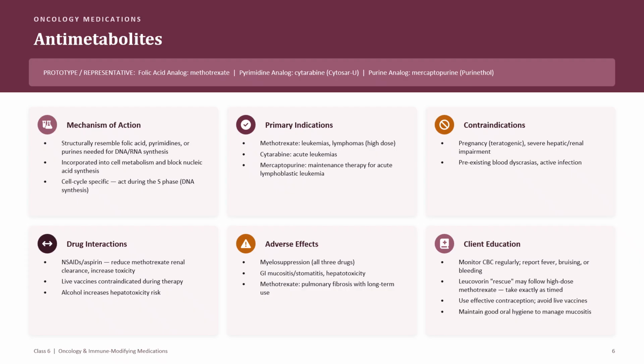So, two things I do want to make sure to touch on. First, NSAIDs and aspirins reduce methotrexate's renal clearance, meaning that the kidney can't get rid of it fast enough. So then it builds up and becomes more toxic, because we know that medications are excreted in the kidneys. If your patient is also taking an NSAID or an aspirin, it's going to reduce the ability for that methotrexate to clear out of the kidneys, to be excreted through the kidneys. So then it's going to build up and become more toxic.